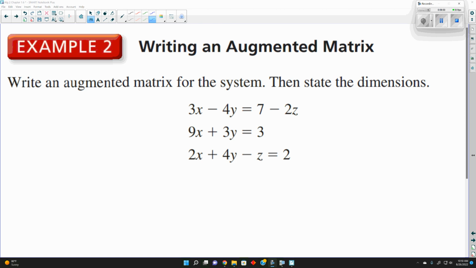Now up to this point, we've been able to just move them back and forth because they're on the same side. But this time, the 2z, because 3x is fine, the negative 4y is fine, equals 7 minus 2z. This side is not in the right spot. Z is not in the right spot. So we need to move it to the other side, yes? I'm going to write this over to the side so that we can kind of see this.